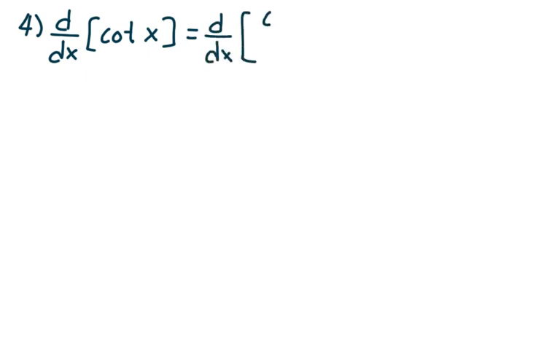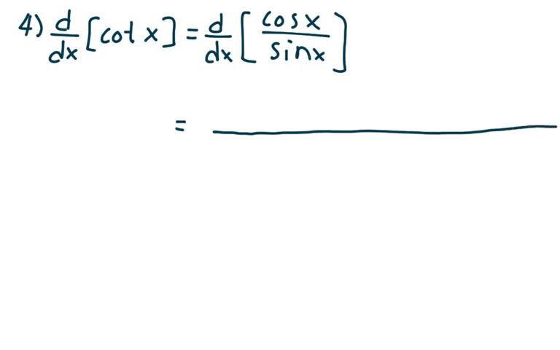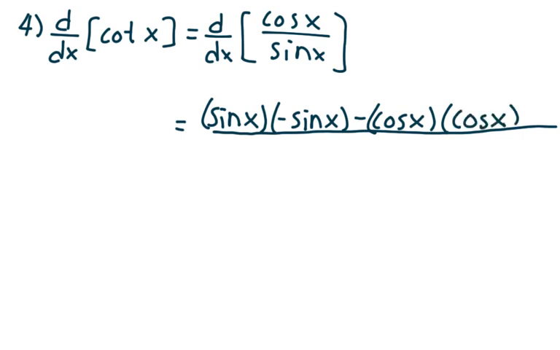Let's take a look at number 4. Suppose I want the derivative of cotangent x with respect to x. But that's the same as the derivative of cosine x over sine x with respect to x. And we can apply the quotient rule here. So I'm going to write down the bottom function, which is sine x, and then I'm going to take the derivative of the top function, which in this case will be negative sine x. I'm going to go minus the top function, which is cosine x, times the derivative of the bottom function, which in this case will be cosine x. And I'm going to take that whole quantity and divide by sine squared x.